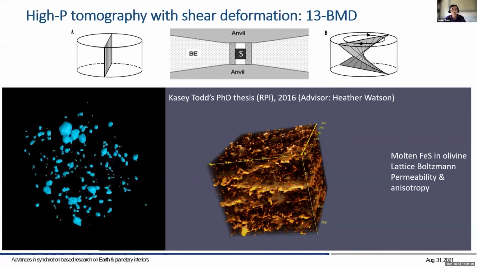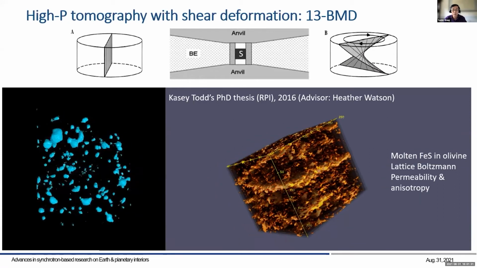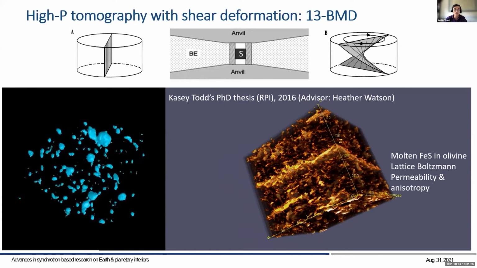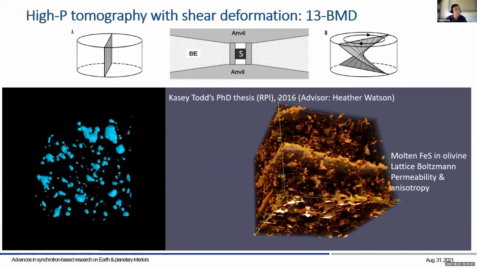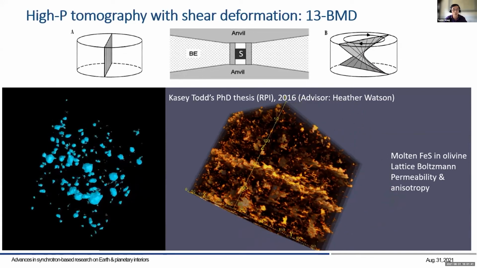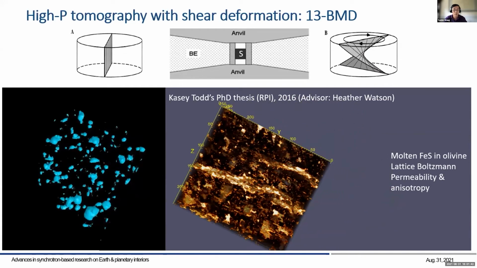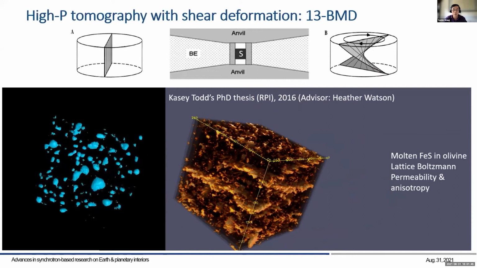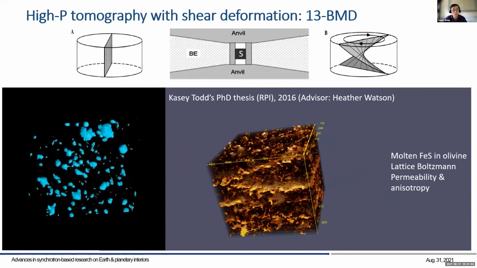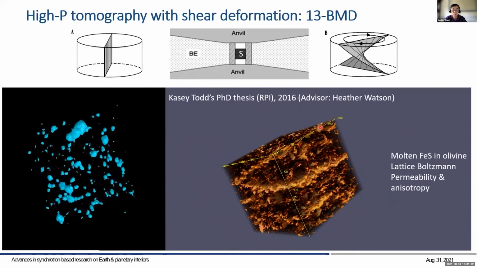Now we move on to high-pressure tomography. This is a technique initiated at GSECARS and now has been adopted by other synchrotron light sources. We've seen a couple of examples in earlier talks. At GSECARS, one of the popular applications is to study texture evolution during torsional shear experiments.